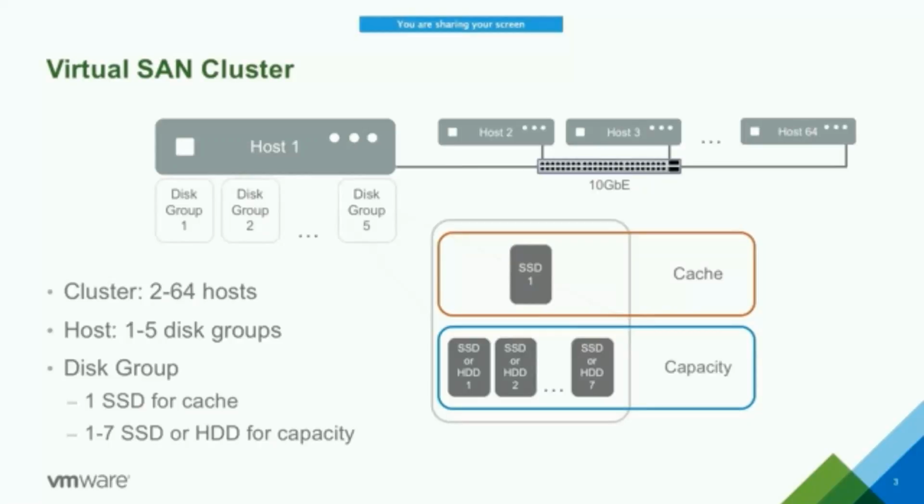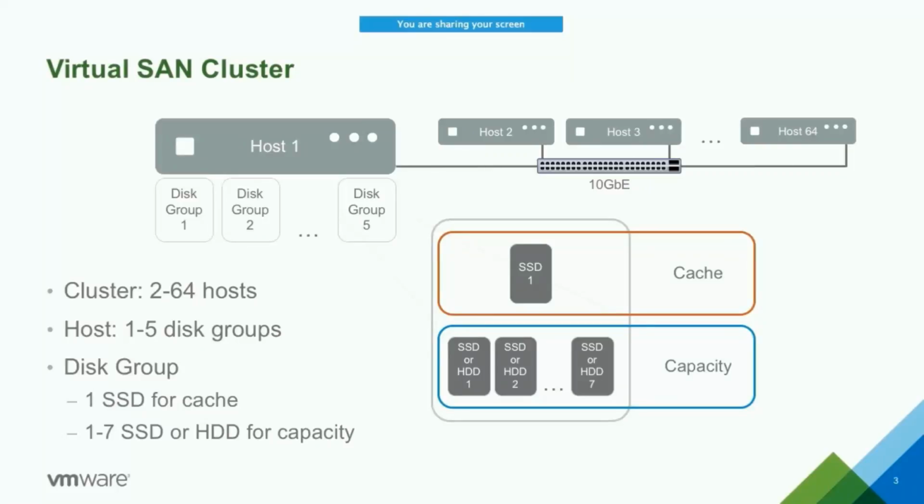Now, each disk group consists of exactly 1 device for cache, and anywhere between 1 and 7, either solid-state devices or magnetic drives for capacity. Naturally, in an all-flash virtual SAN, all of the devices are going to be flash. You'll still have a cache and a capacity tier. Again, anywhere between 1 and 5 disk groups per host, and up to 64 hosts in a single cluster. So as you can see, vSAN can scale quite nicely.